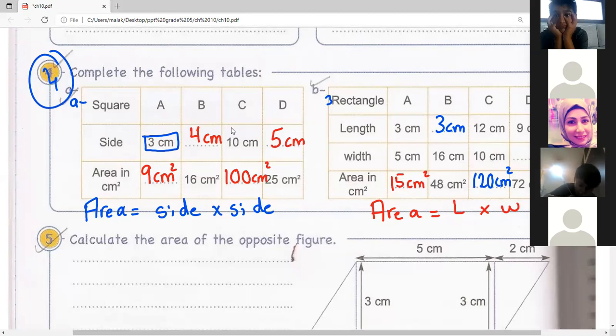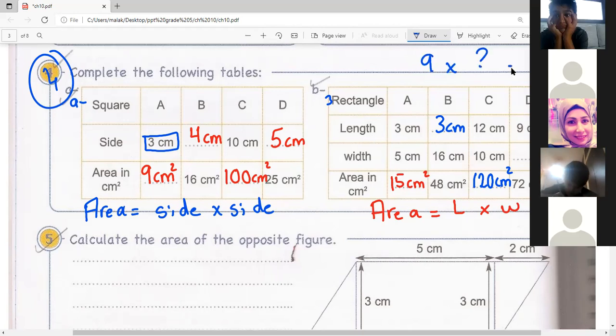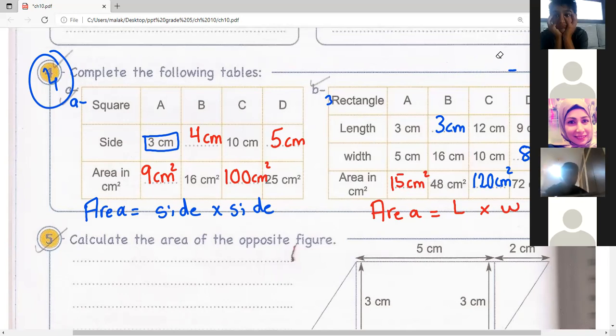Figure D: length 9 and area 72. How will we find the width? 9 times 8 equals 72. So bravo, 9 times which number equals 72? It's 8, so the width equals 8. Bravo, thank you. Done with this question. Is it clear? Can I move to question 5?